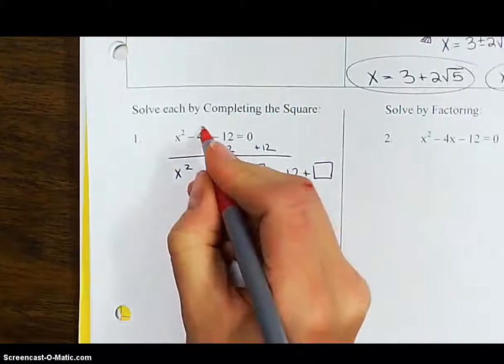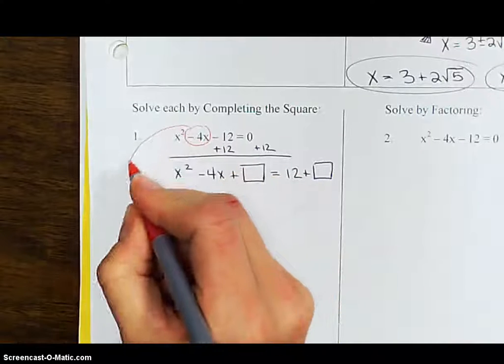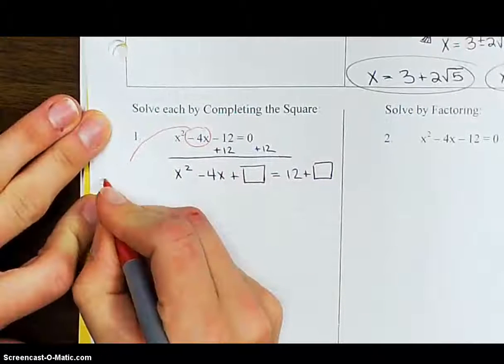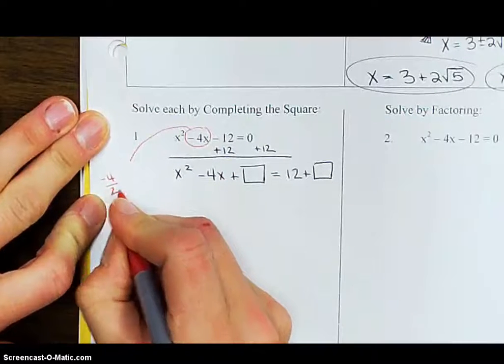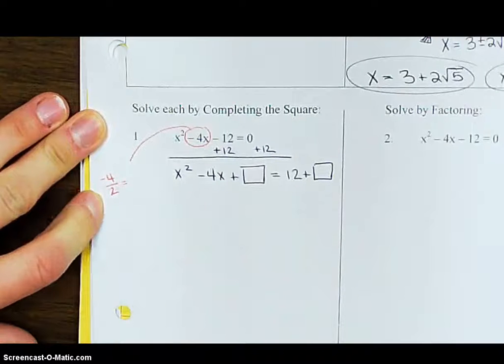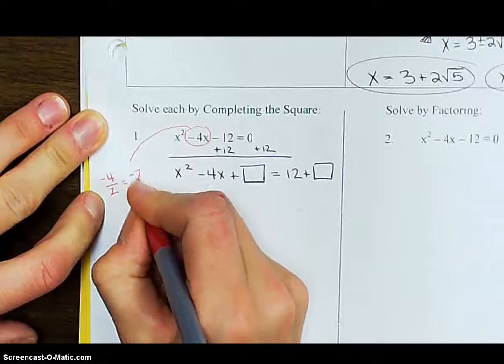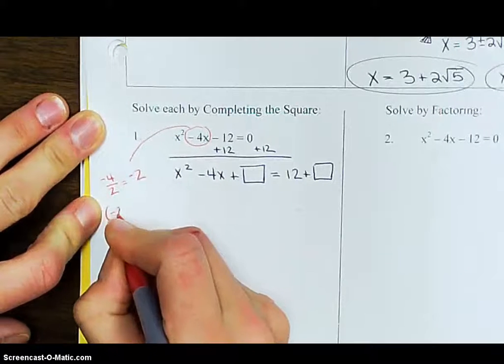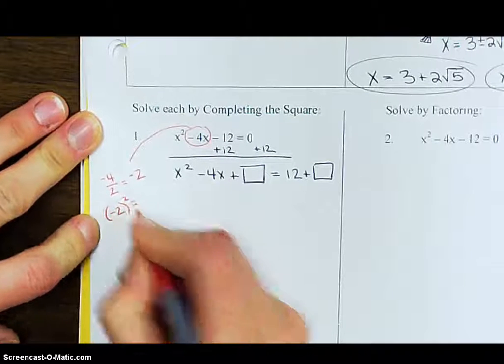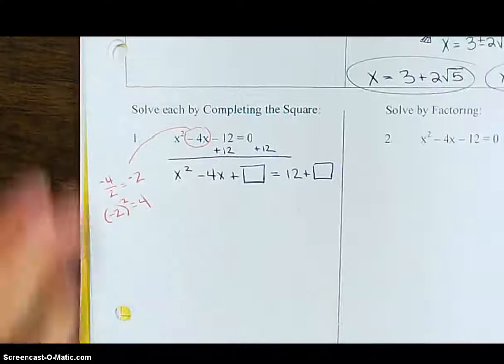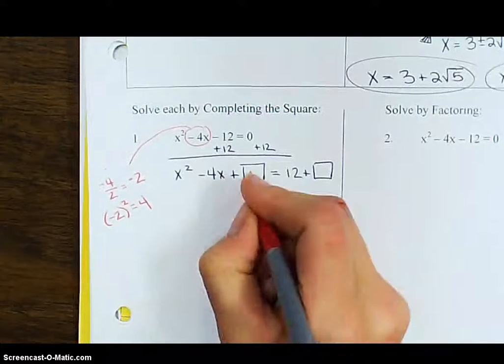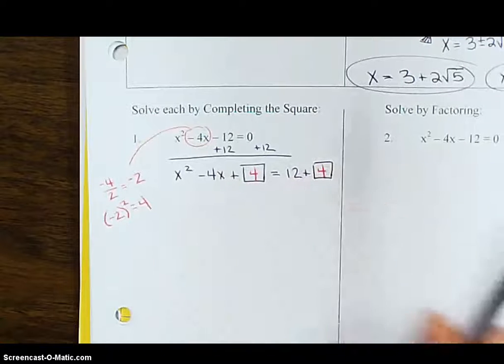Now, we're going to take the middle number and bring it off to the side. So negative 4, we're going to divide it by 2. Negative 4 divided by 2 is negative 2. And then you're going to square it. So negative 2 squared is positive 4. So we're going to take a positive 4 and put it in both of those boxes.